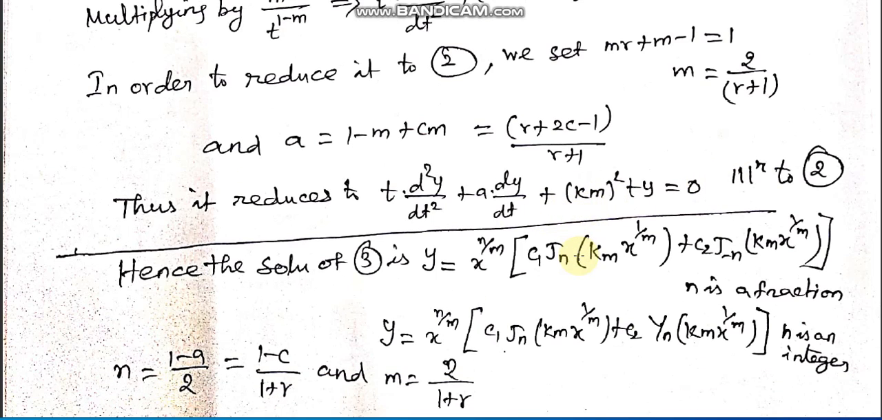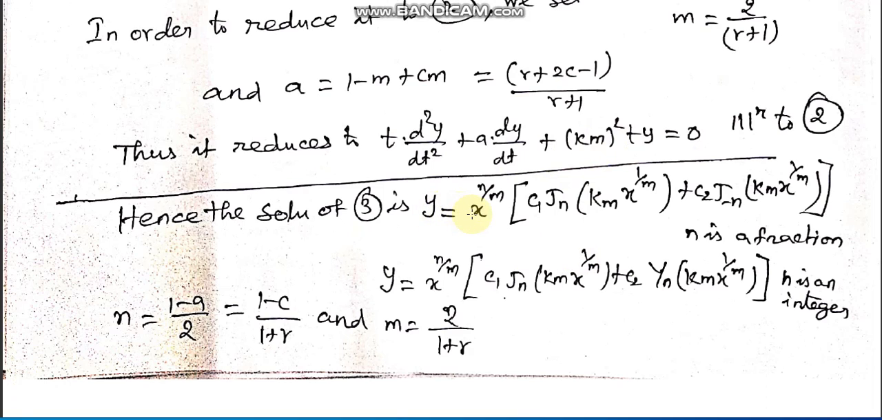Thus it is similar to equation 2. Hence the solution of this equation 3 is y equal to x power n by m, c1 jn of km x power 1 by m plus c2 j minus n of km x power 1 by m, where n is a fraction. And y equal to x power n by m, c1 jn of km x power 1 by m plus c2 yn of km x power 1 by m when n is an integer. Here n equals 1 minus a by 2, that means 1 minus c by 1 plus r, and m is equal to 2 by 1 plus r.